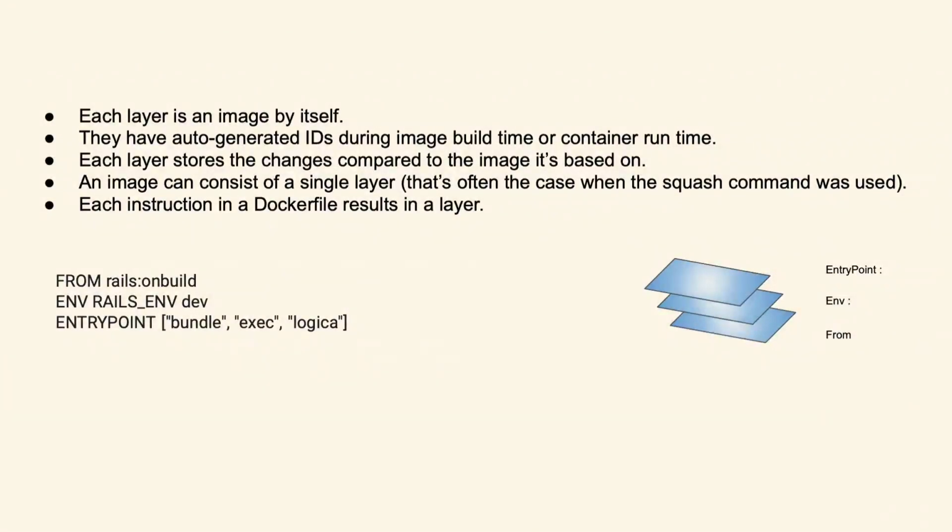Each image layer stores the changes compared to the previous base image. And you can actually get this information by running a Docker history command on the image. If you use the Docker history command, you will find the information about the image, and all the Docker layers that have been used in the image will be shown.